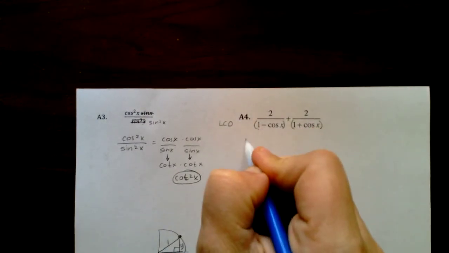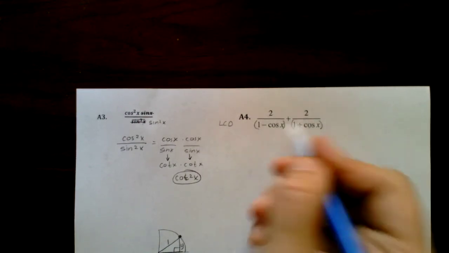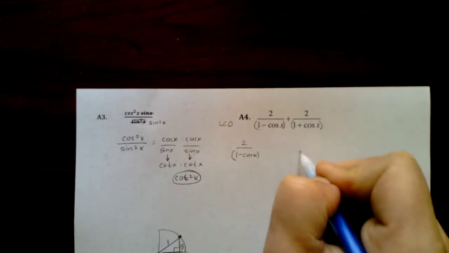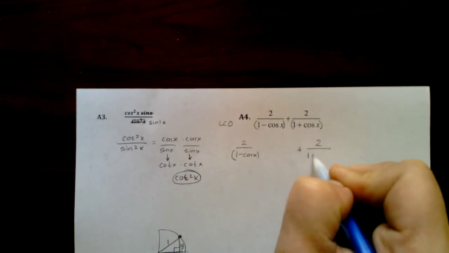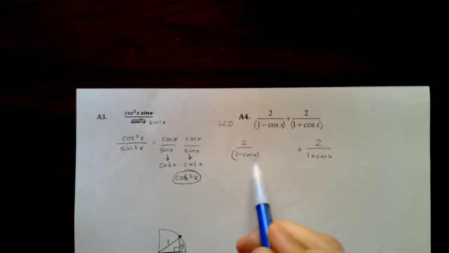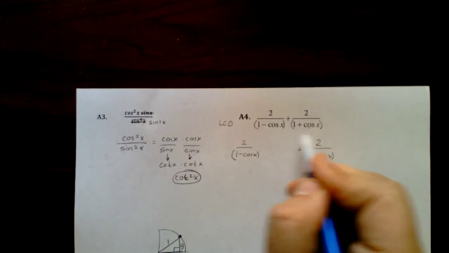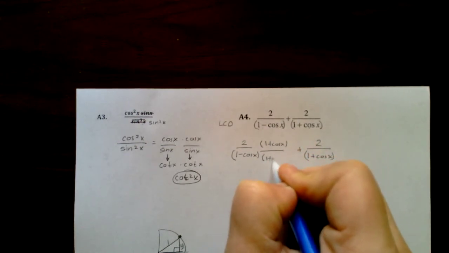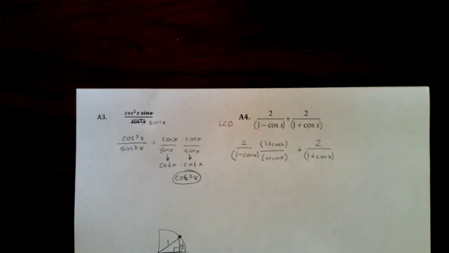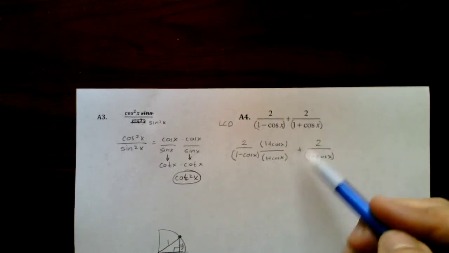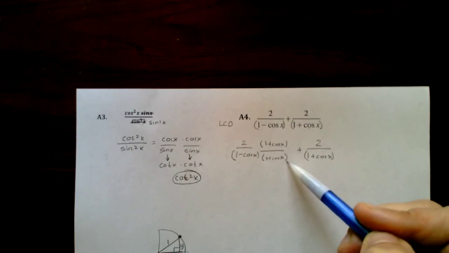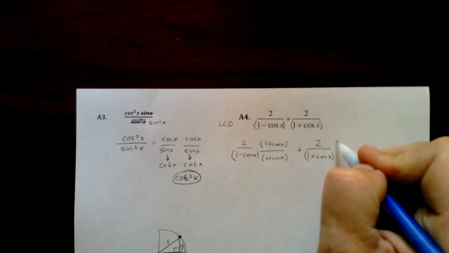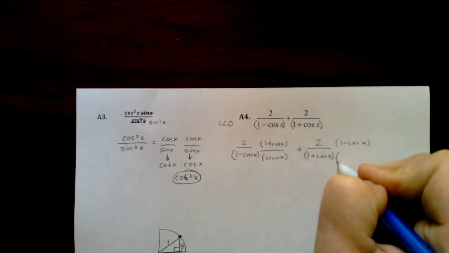But I can go ahead and do LCD, which is these 2 quantities multiplied times each other. 2 over 1 minus cosine x plus 2 over 1 plus cosine x. What I'm missing here is going to be the 1 plus cosine x. I need that here. So I'm going to multiply this times 1 plus cosine x over 1 plus cosine x. Now, if you don't remember rationals, rationals are important because we need to multiply by what we're missing, top and bottom, which changes the form, but not the value. This one's going to be multiplied by 1 minus cosine x.